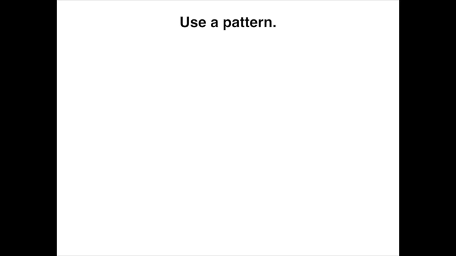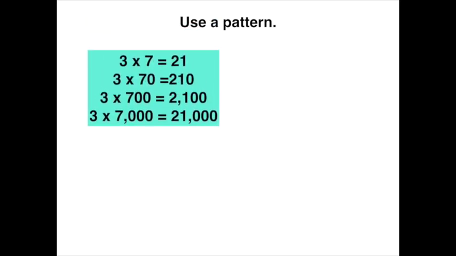Pattern. Boom. There it is. 3 times 7 equals 21. 3 times 70 equals 210. Well, same thing, guys. We're doing the same thing we did before. Look, 3 times 7, there's 21. How many zeros you got? 1. Bring it over.